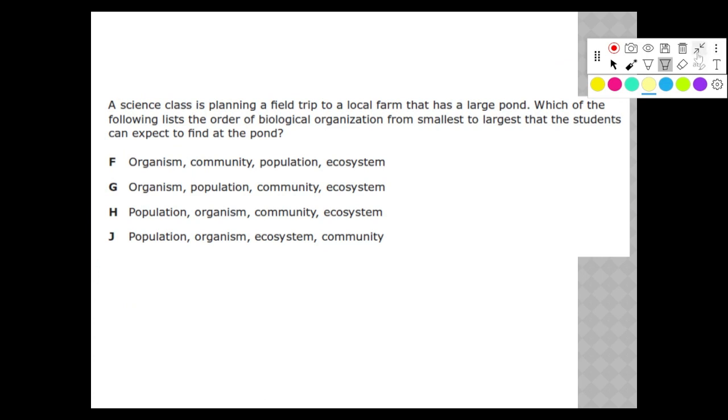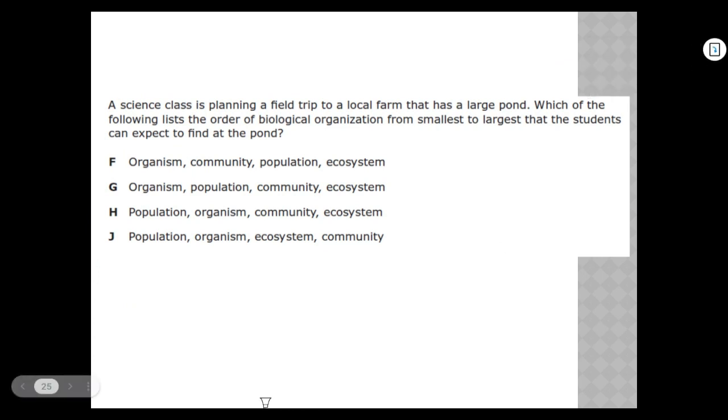And so here's another example of a question. A science class is planning a field trip to a local farm that has a large pond. Which of the following lists of the order of biological organization from smallest to largest that the students can expect to find at the pond? Remember, for this one, if you don't know for a fact, just start with the process of elimination, right?